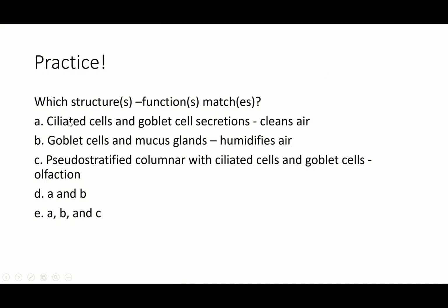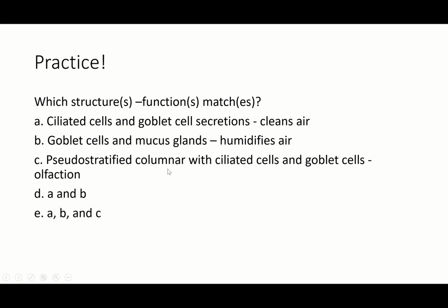Okay, this one, which structure function matches? So ciliated cells and goblet cell secretions help to clean air. Yes, that is correct, right? We said that mucus and those cilia constantly brushing back and forth to pick up the mucus that's picking up particles, that's going to help clean air, yes. Goblet cells and mucus glands help humidify air, yes. Remember we said that mucus from the Bowman's glands as well as from the goblet cells help humidify air in the conducting portion of your respiratory system, so yes.